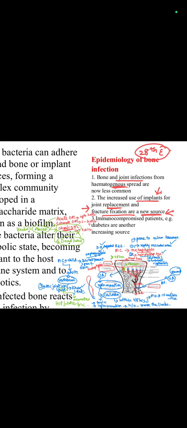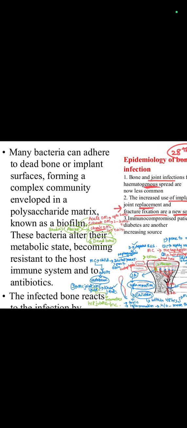Epidemiology: before, bone and joint infection from hematogenous spread was common, now it is less, and implants and fracture fixation are a more common source. In immunocompromised patients, for example with diabetes, many bacteria adhere to dead bone and implant surfaces, forming a complex community enveloped in a polysaccharide matrix known as biofilm. These bacteria alter their metabolic state, becoming resistant to the host immune system and to antibiotics. The infected bone reacts.